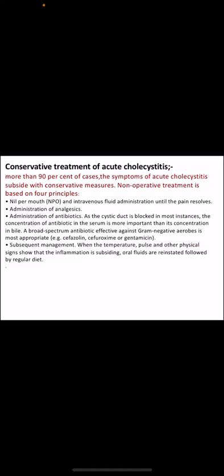Conservative treatment of acute cholecystitis. More than 90% of the cases with symptoms of acute cholecystitis subside conservatively by non-operative methods, depending on nothing by mouth, intravenous fluid, and antibiotics. The antibiotic usually used is a third generation cephalosporin, cefazolin, cefuroxime, and gentamicin. In the subsequent management, when the temperature, pulse, and physical signs show that the inflammation is subsiding, oral fluid will be started, and later on we will proceed to do cholecystectomy for them.